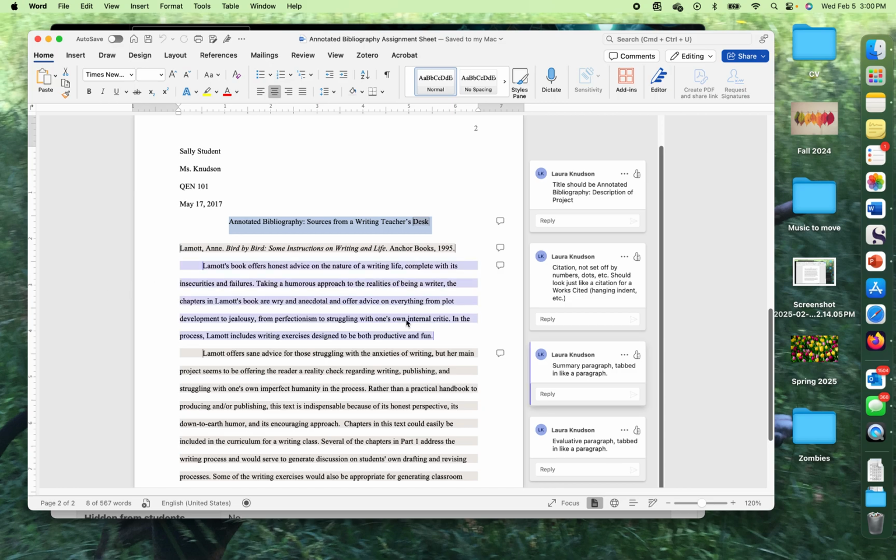So if you look at this paragraph, there is so much that it does in such a short amount of text. For instance, just look at that first sentence. Lamott's book offers honest advice on the nature of a writing life, complete with its insecurities and failures. From this sentence, we get so many things. We get a description of what this resource is. It's a book. It's a book with advice in it. We get the topic of the book. It's about the writing life.